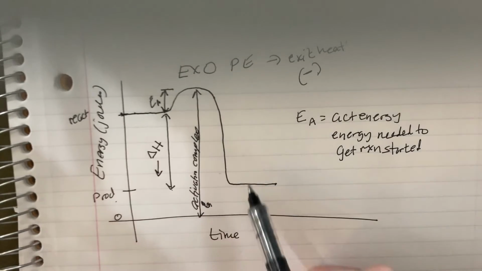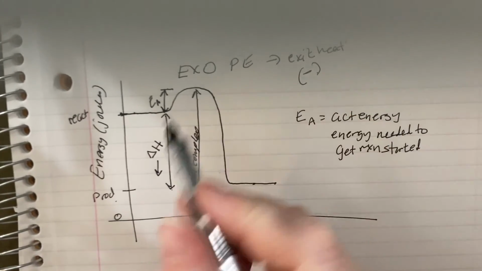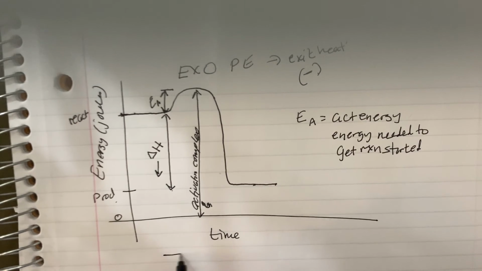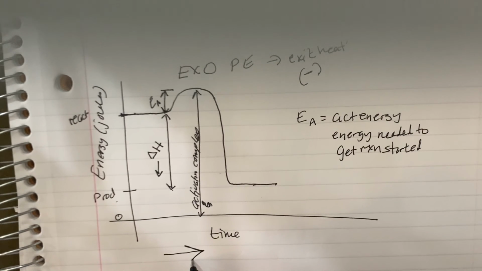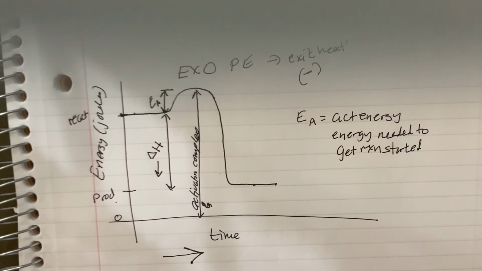So reactants, products, activation energy, and this is all for the forward reaction because this is all going from left to right. If we were doing a reverse one, we would be going from right to left.